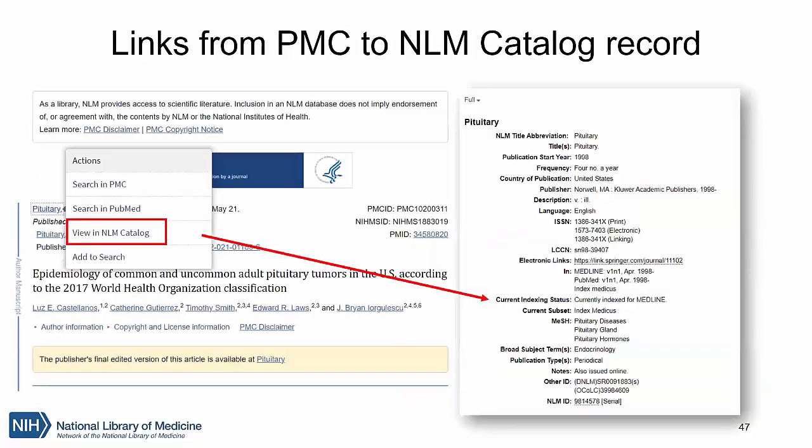So to navigate to the NLM catalog from a PMC record, click on the journal title in the top left and then select View in NLM Catalog from the drop-down menu. Then check the current indexing status to learn more about the indexing status and why you may be seeing this article in PubMed or PMC. And please take note of how to do this because I'm going to ask you to find the current indexing status for a journal in just a few minutes.